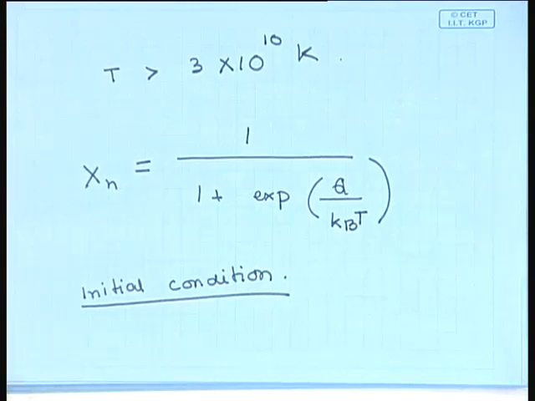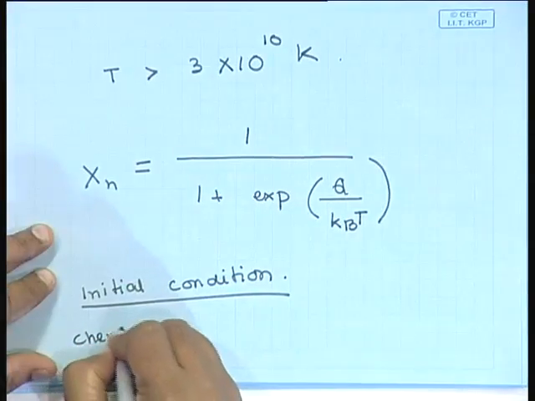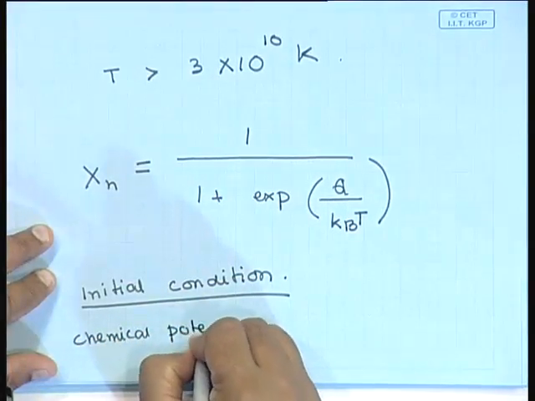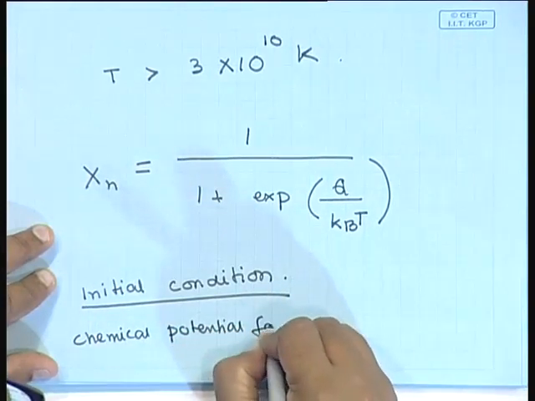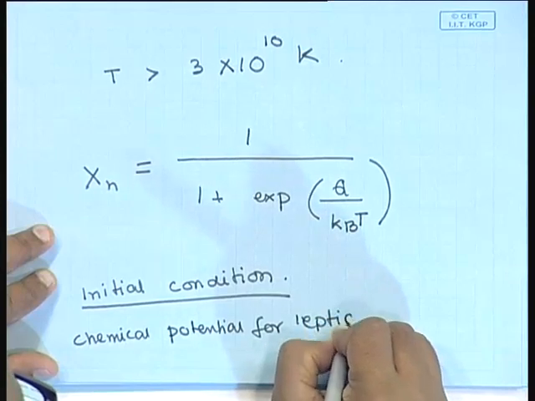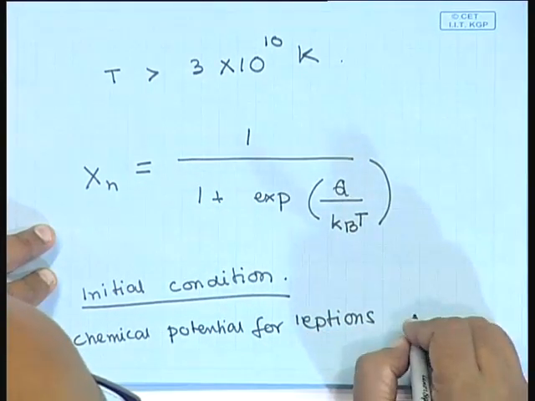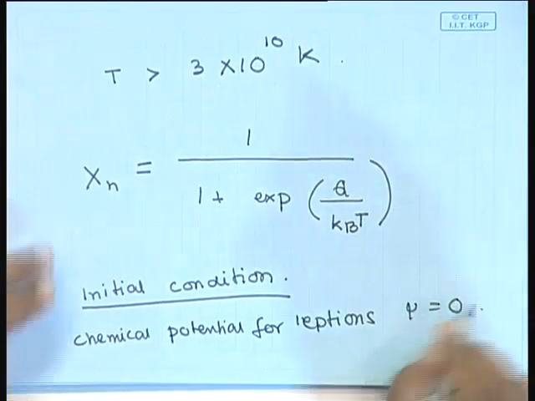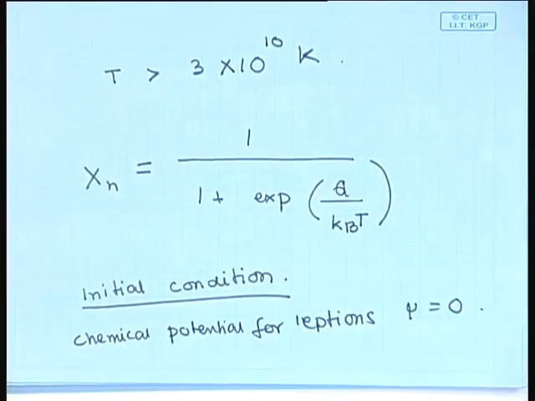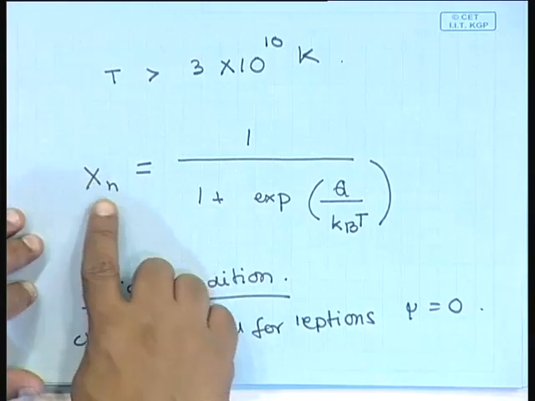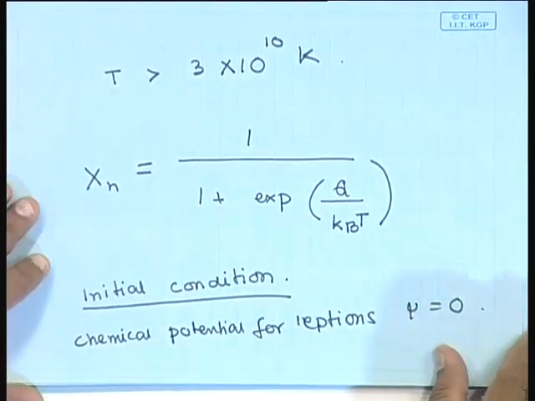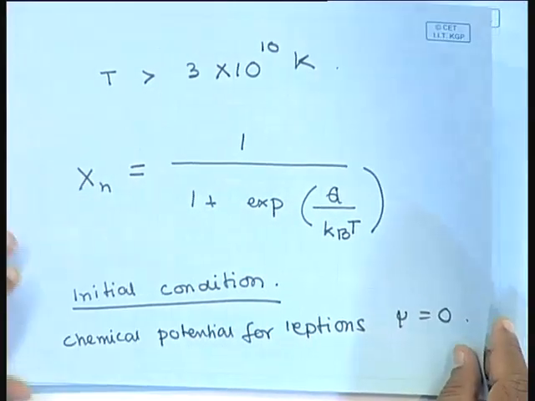The assumption that has gone in is that the chemical potential for the leptons is 0. For the neutrinos and electrons, all the chemical potential is 0. That is the assumption. Other than that, there is no other assumption. So the initial neutron to proton ratio is set by these considerations that I have just told you.